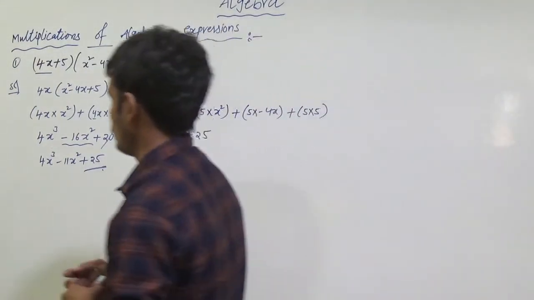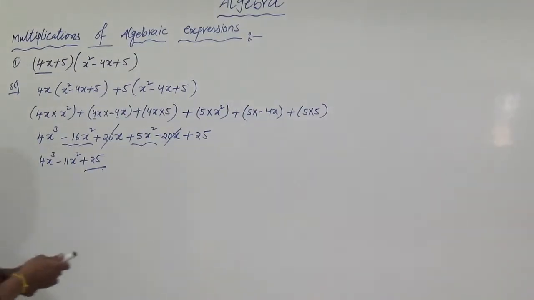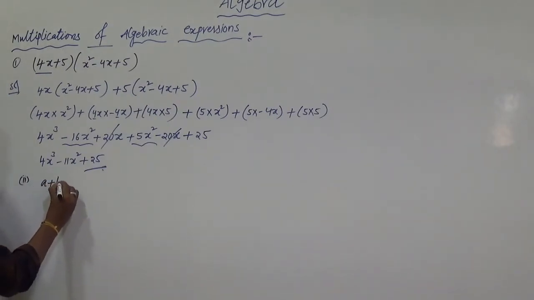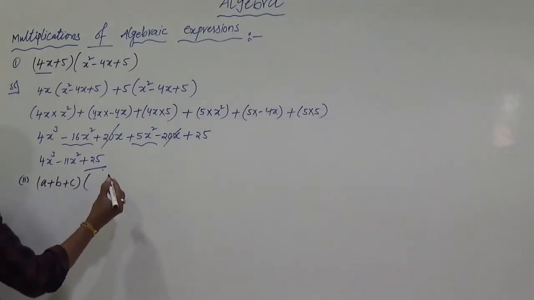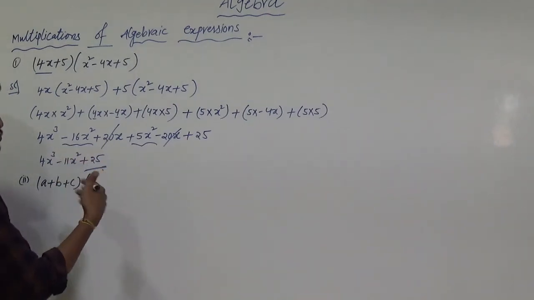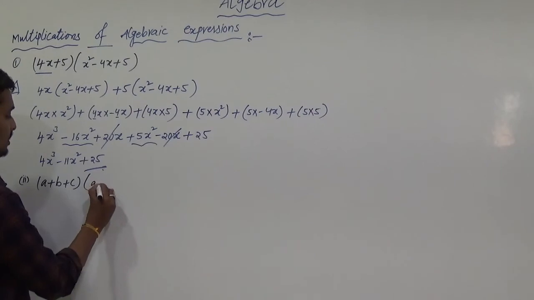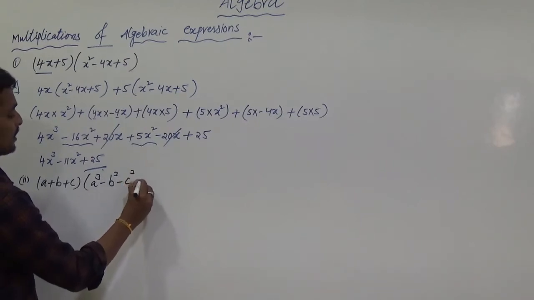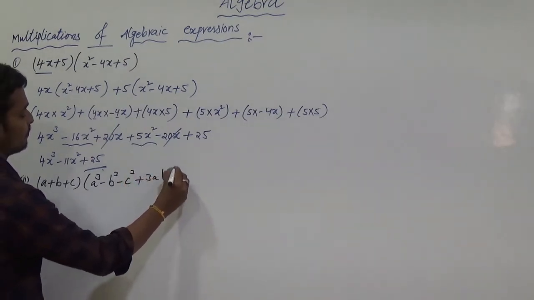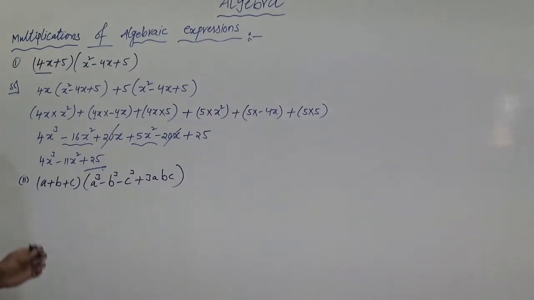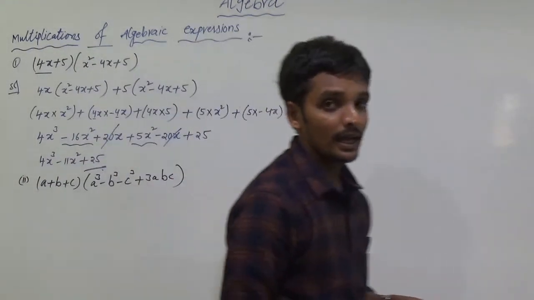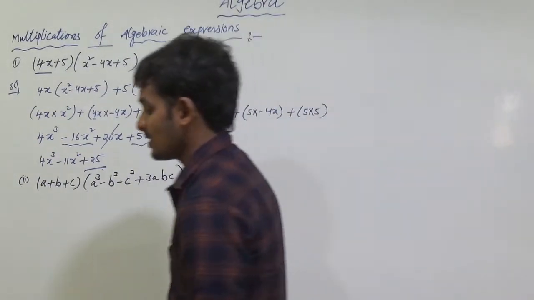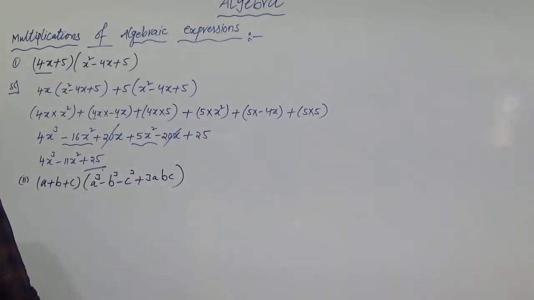So this time we will do trinomial by trinomial. I am taking a different problem, that is a plus b plus c into a cube minus b cube minus c cube plus 3abc. Trinomial this time, or multinomial, whatever I am writing, we have to observe. Whatever the terms, either monomial or binomial, we have to focus on the method, then we can get the answer.